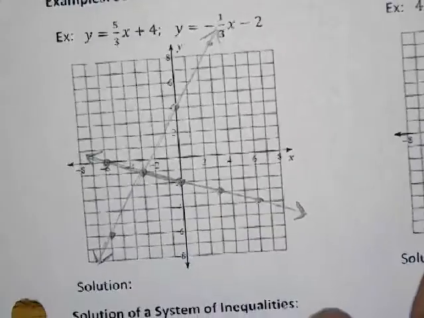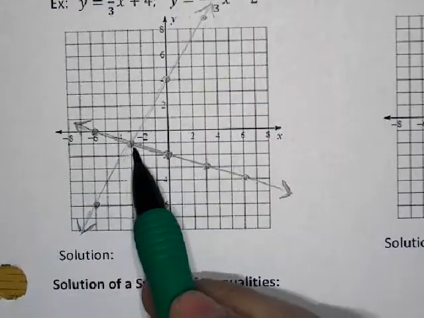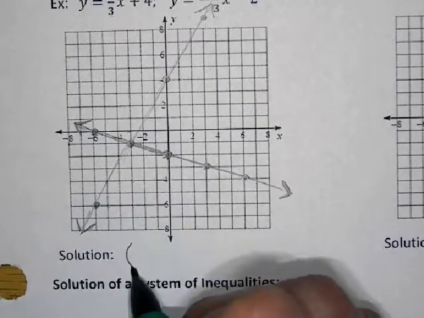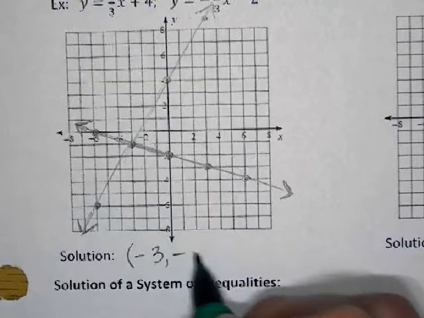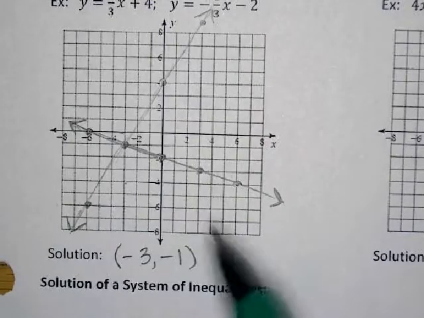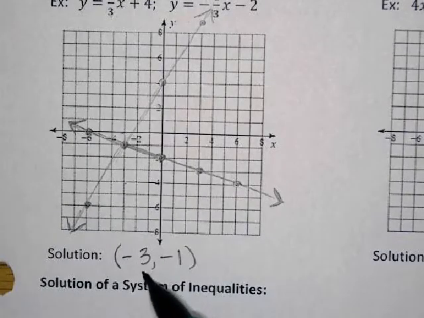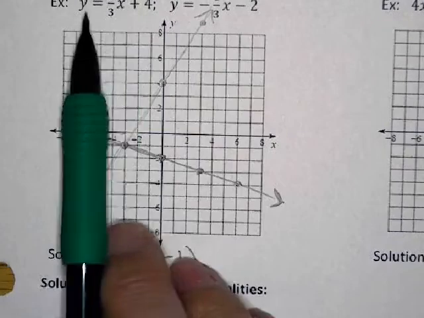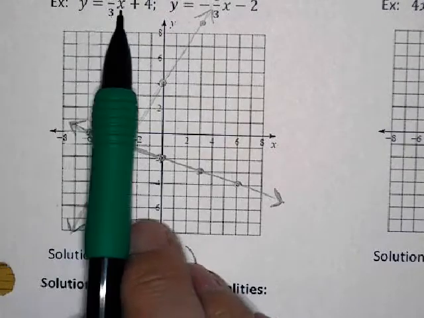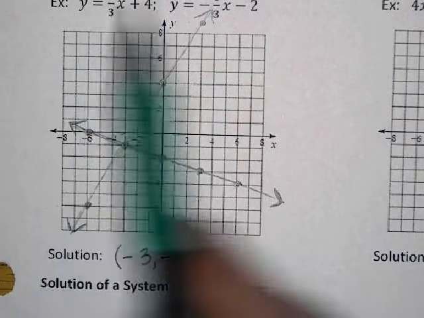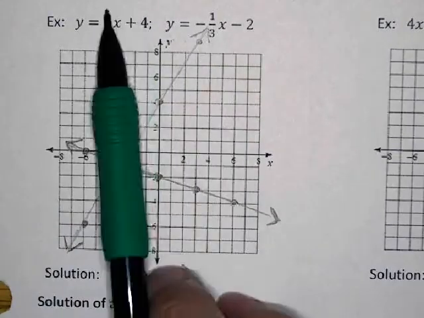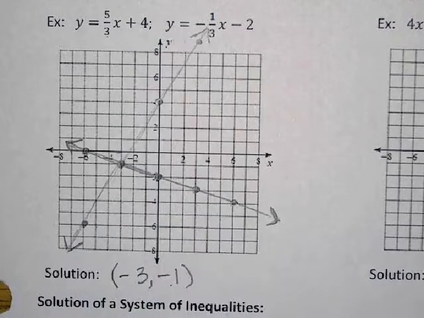The point where those two lines cross is the solution. They cross at -3, -1. That's the solution to the system. That means if I take an x-coordinate of -3 and a y-coordinate of -1, then the left side and the right side of each equation would equal each other. That point would make both of the equations true. That's all the solution means.